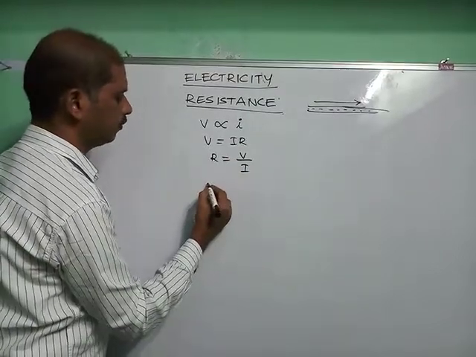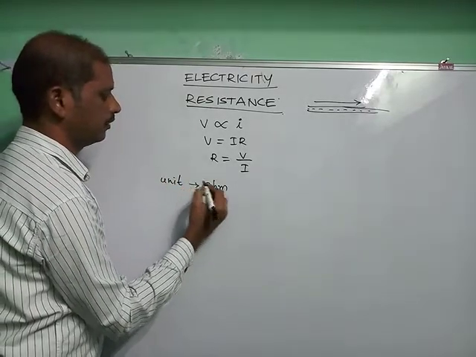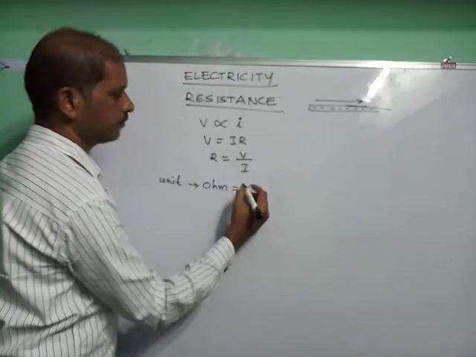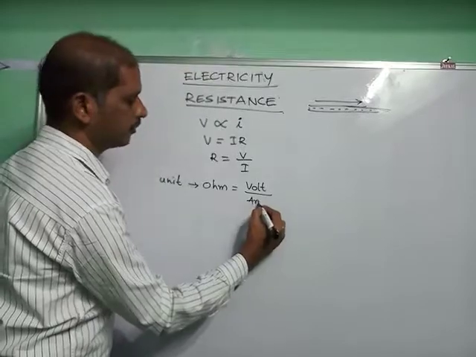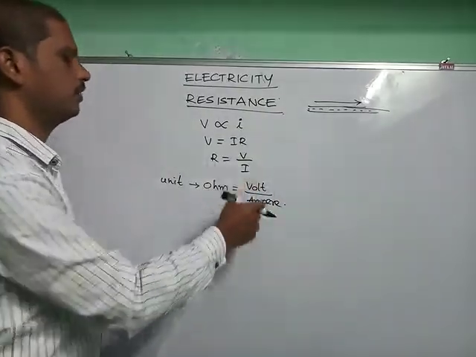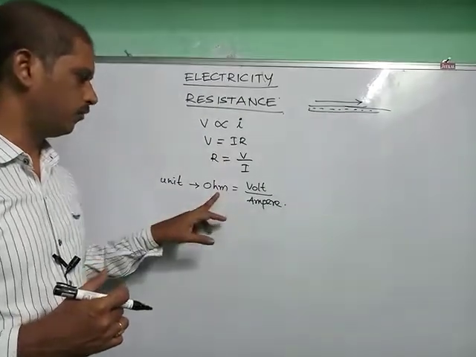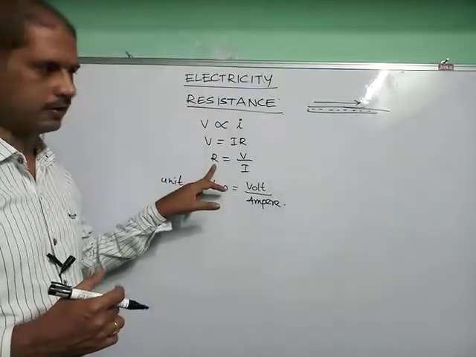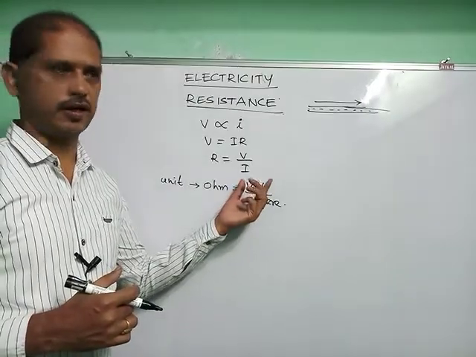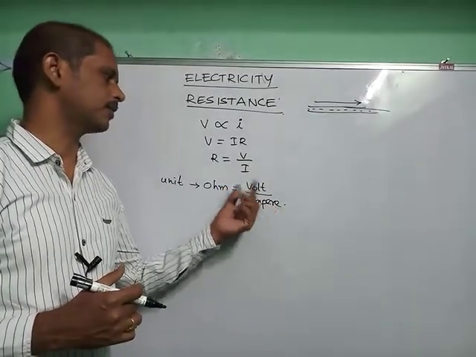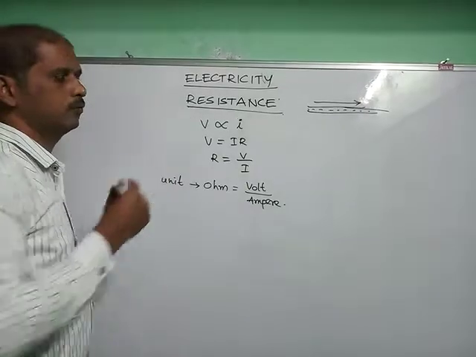Resistance is measured in ohms. The unit is ohm. So here the unit ohm is equal to V, potential difference, measured in volts, divided by I, electric current, measured in ampere. So ohm is equal to volt per ampere. From this equation, we can define 1 ohm also. 1 ohm is the resistance offered by a conductor when 1 volt of potential difference across it makes an electric current of 1 ampere pass. So this is the definition of ohm.